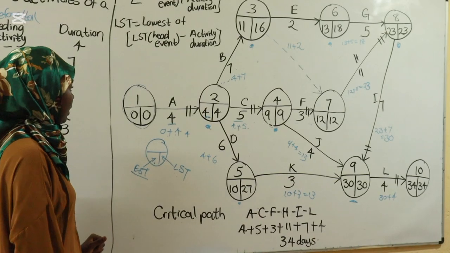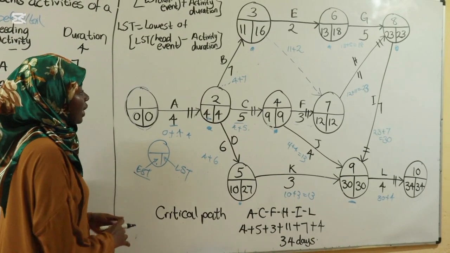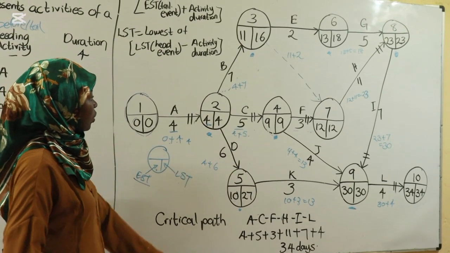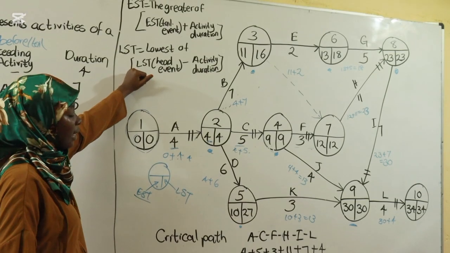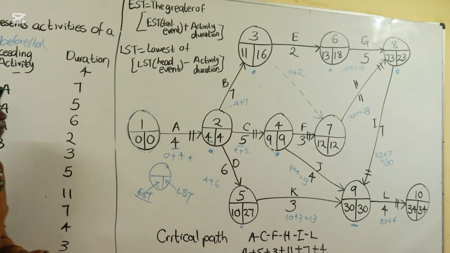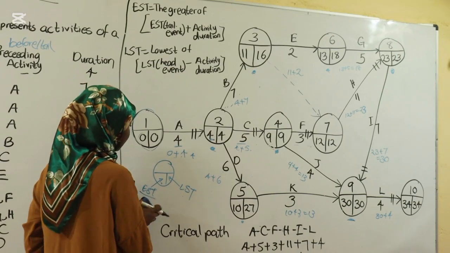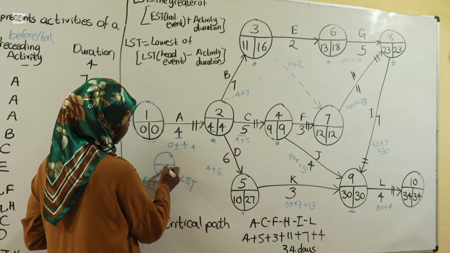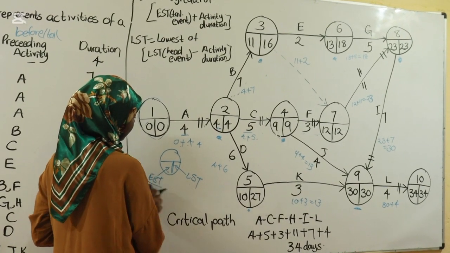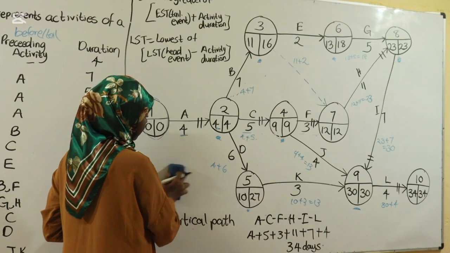Now after calculating your EST for all the nodes, you come to calculating the LST. When it comes to calculating the LST, it is whatever is in the other half of the circle.